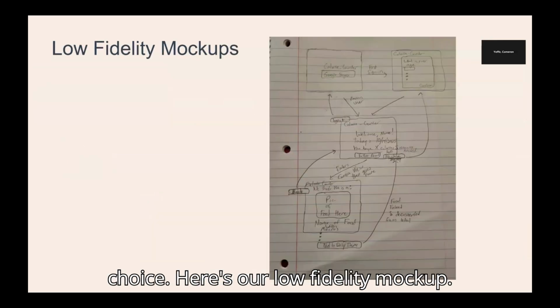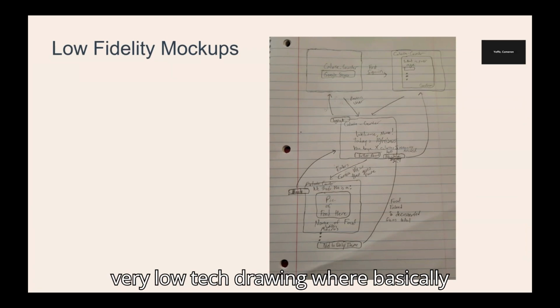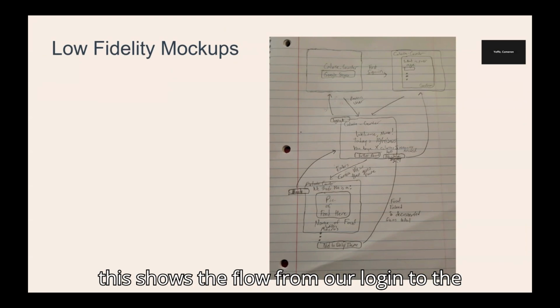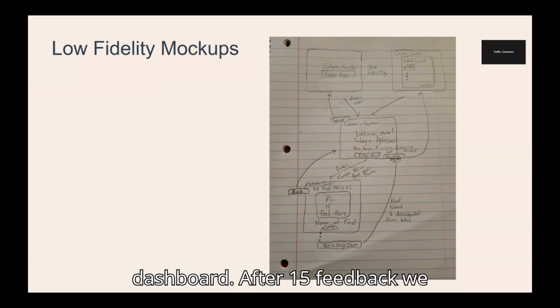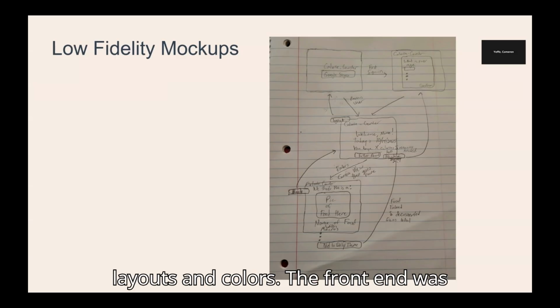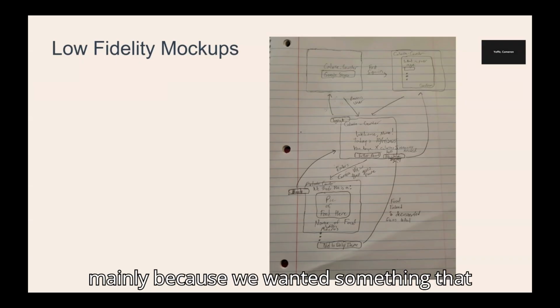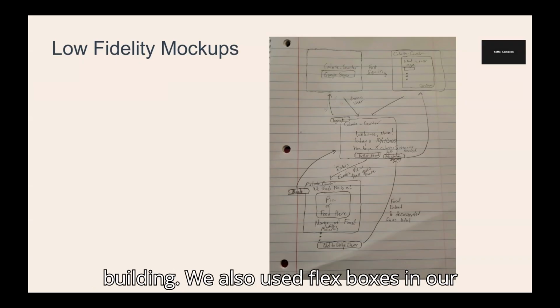Here's our low fidelity mockup. Basically from here, we started with a very low tech drawing which shows the flow from our login to the dashboard. After team feedback, we translated this into Figma wireframes and then ended up finalizing some of the layouts and colors. The front end was implemented using ERB templates and custom CSS style sheets rather than Bootstrap, mainly because we wanted something that was easily customizable to what we were building.